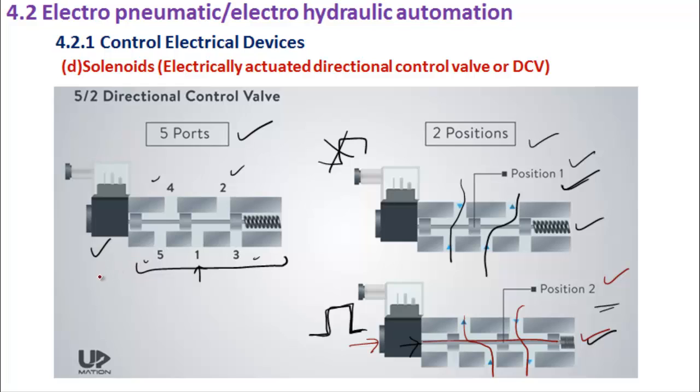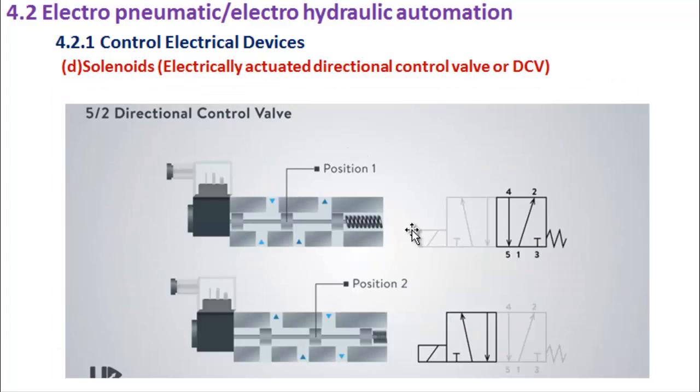So this particular directional control valve that we just saw has 5 ports or 5 ways and 2 positions, and it is written as a 5-2 directional control valve. 5 is for 5 ports and 2 is for 2 positions. Now schematically we can draw it in such a way.